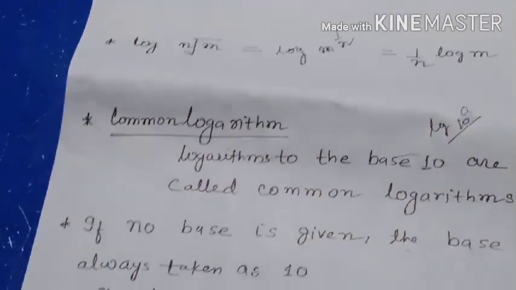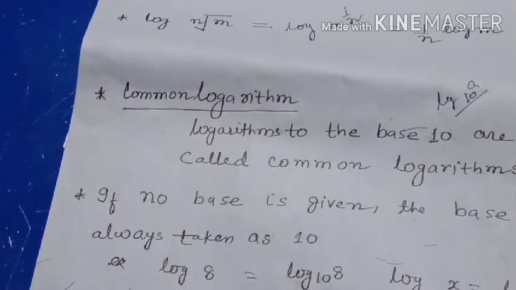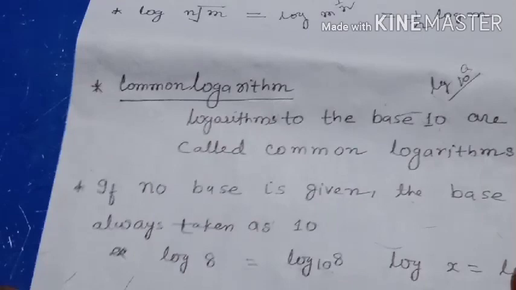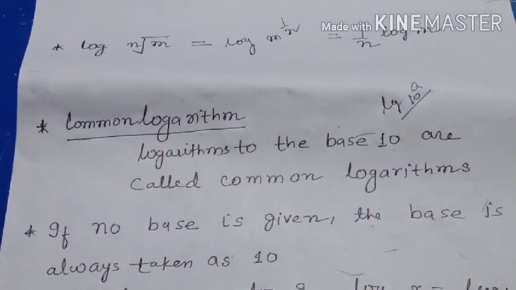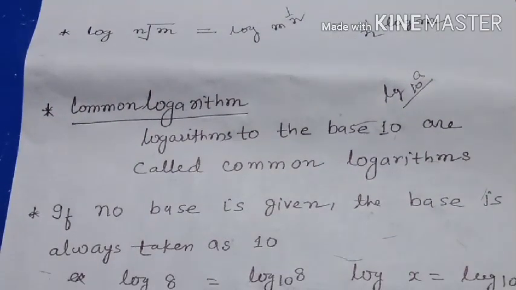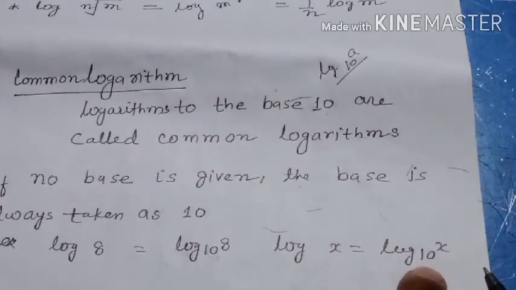In some cases, when you start solving the exercise, you will find that the base is not given. In that case you will understand that this is an example of common logarithm, and you will write the common base as 10. Like if log 8 is there, it can be written as log 8 to the base 10. If log x is there, it can be represented as log x to the base 10.